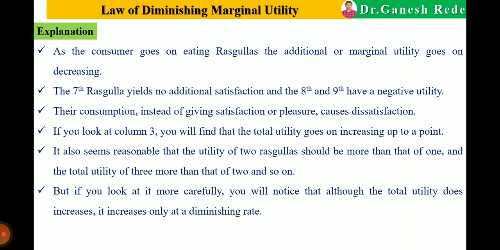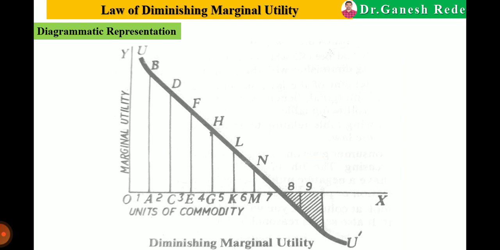If you look more carefully, you will notice that although total utility goes on increasing, it increases only at a diminishing rate. So this is the explanation. Now if we plot this example on graph paper, it will give you the diagrammatic representation.